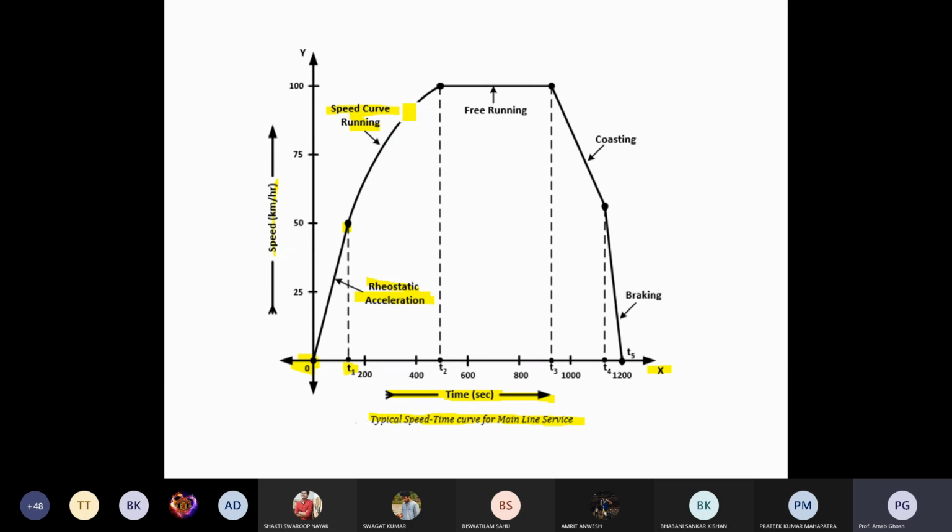Basically it is coming for the non-linear portions. So you know that speed first goes up to 50. Up to 50 kilometer per hour you can go for rheostatic acceleration, or armature voltage control. After that, up to 100 kilometer per hour, that means twice of your main speed, you can use field control. After doing that field control, you can reach the maximum value of the motor speed.